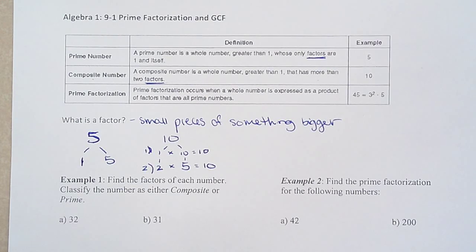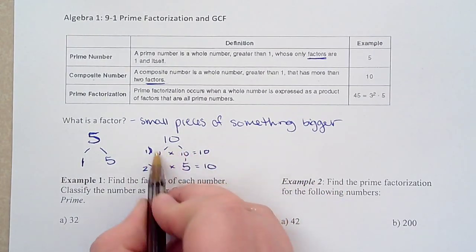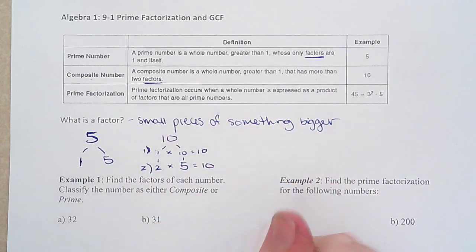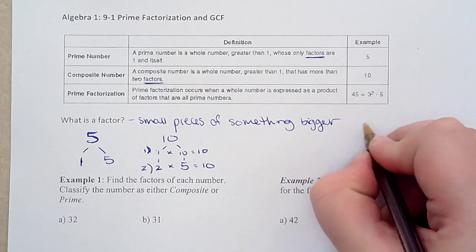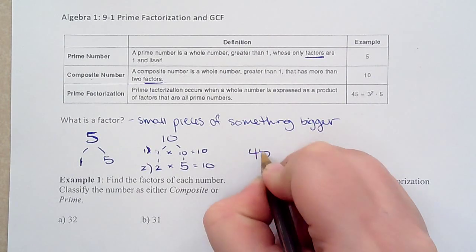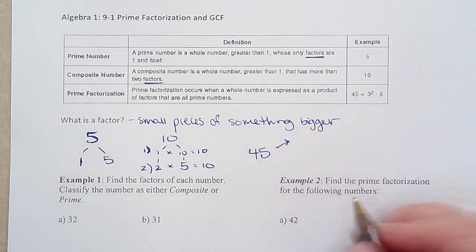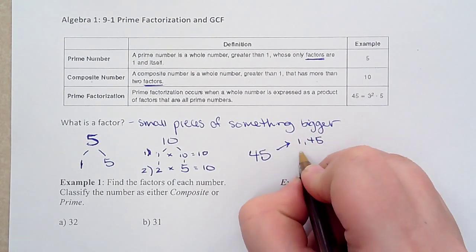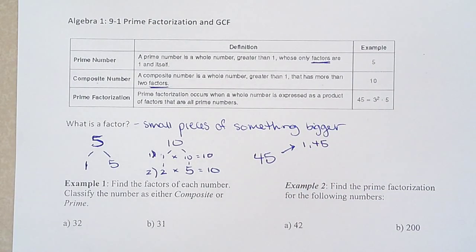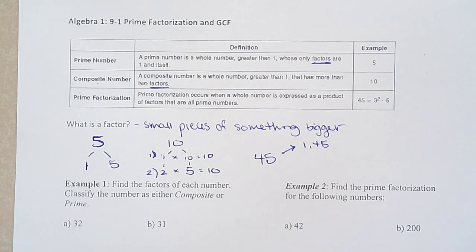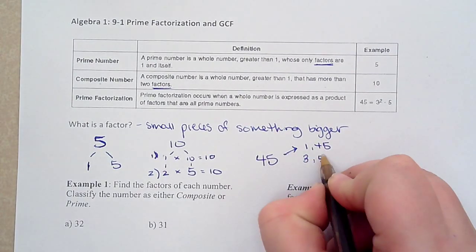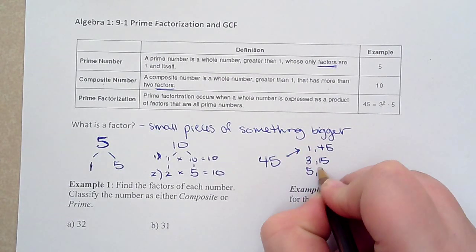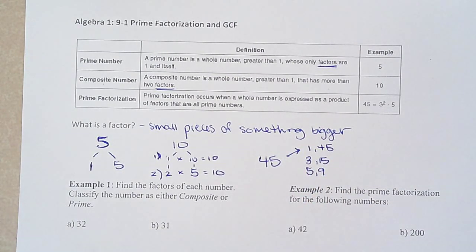And the prime factorization is actually just this breakdown that you see right here. So it occurs when a whole number is expressed as a product of factors. So if I take the number 45 specifically, I'm going to break it down this way. 45 has a few different factors. It has 1 and 45. It has, 5 is the next most obvious one, but I'm going to see if 3 works. Yep. It's got 3 and 15. And then it has 5 and 9, and there's nothing else that one could be.